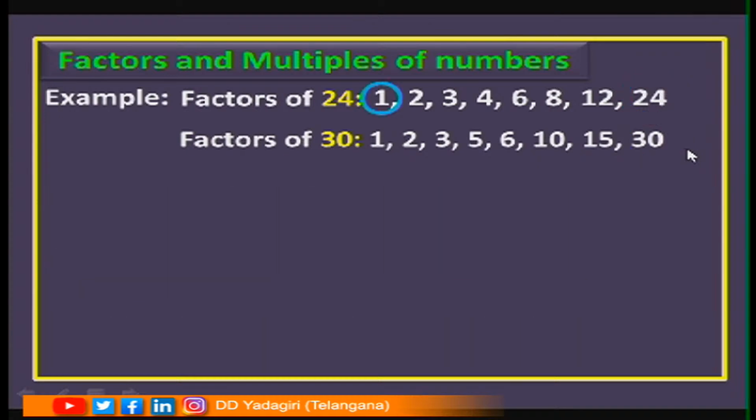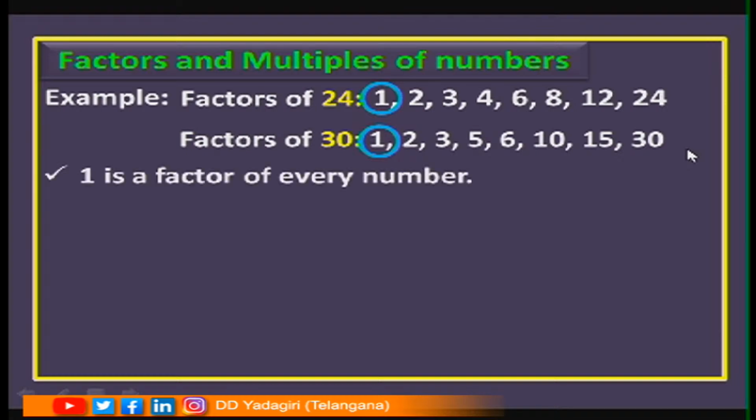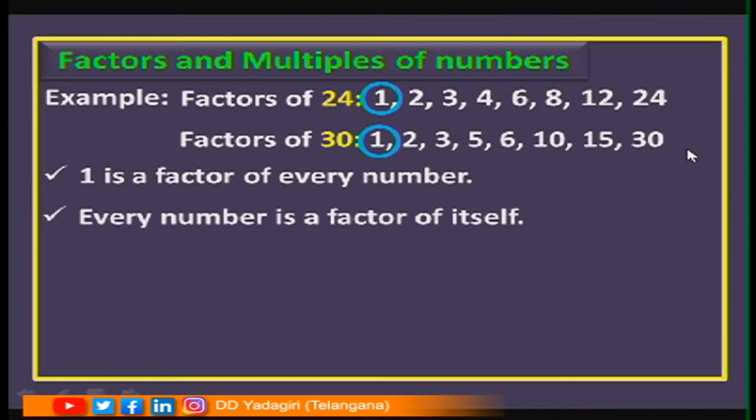Not only that, if you notice, in the factors of 24 we have 1, and in factors of 30 we have 1. So, if you consider factors of any other number also, 1 is a factor of every number. Not only that, every number is a factor of itself, that is 24 is a factor of 24, 30 is a factor of 30. If you consider say 100, a factor of 100 will be 100 itself.